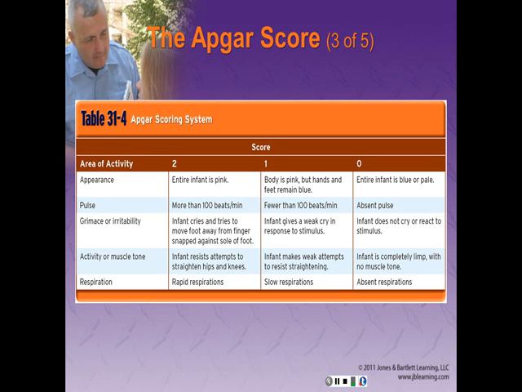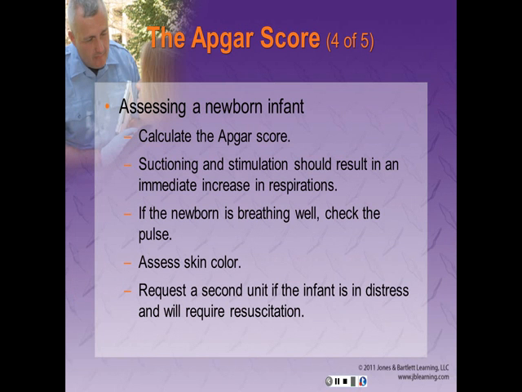So when you're looking at appearance, is the infant entirely pink? Is their body pink but hands and feet blue? Or are they blue or pale? You score based on this. Heart rate and respiratory rate are pretty easy to understand. Grimace or irritability, you look at these things. Activity and muscle tone, very quick to do. However, if the infant is in severe distress, defer the APGAR score to resuscitate the newborn. Otherwise, quickly calculate the APGAR score to establish a baseline of the newborn's status.